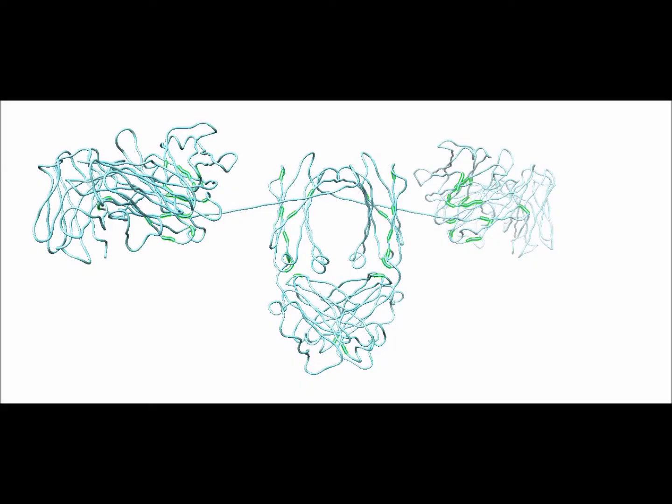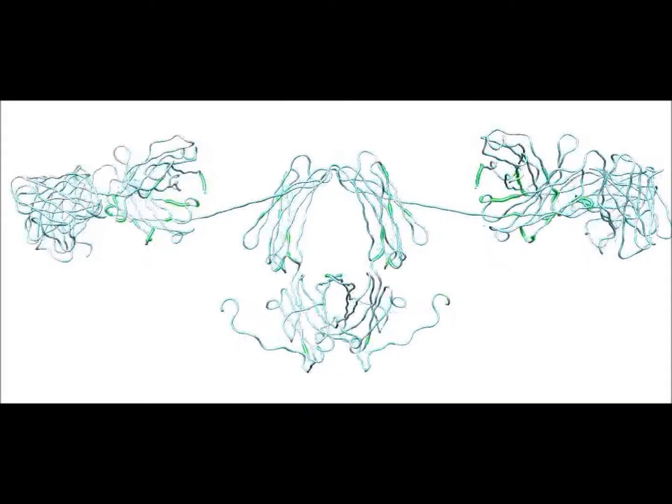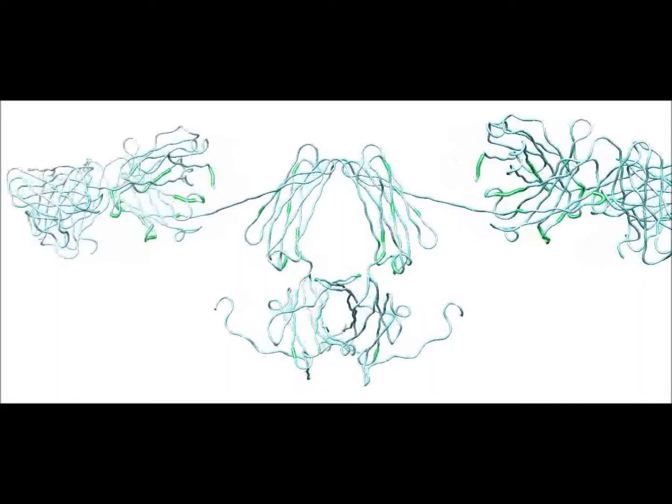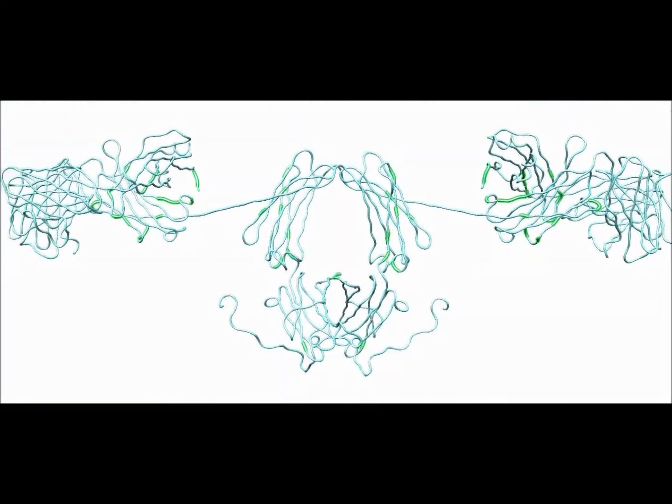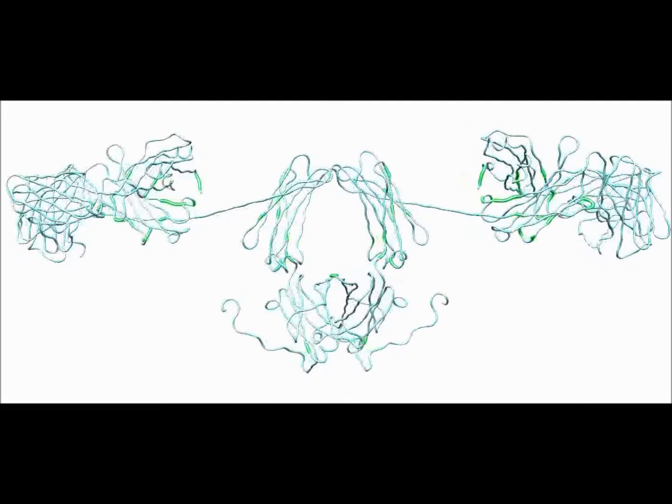Here is the monomeric structure of IgA. Two of these Y-shaped structures join together to create the dimeric form. Positively selected codons are the areas on IgA that are most prone to evolution. IgA's positively selected codons are highlighted in green.